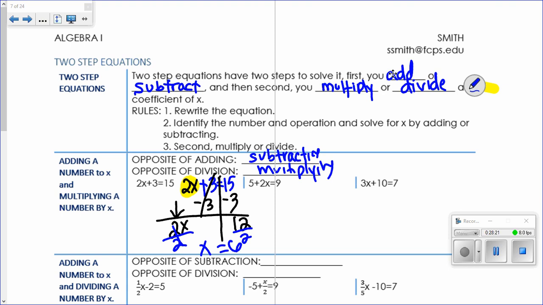Who needs a piece of paper to write these steps down on? Who doesn't have something to write? Do number 2 if you got something to write. Rewrite the equation.